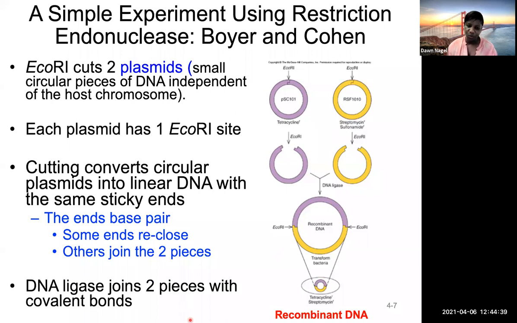So once these two pieces are stuck together, you will need an enzyme to seal them back together. And the enzyme that's used for sealing two parts of DNA or nucleic acids together is referred to as DNA ligase. It's DNA because it recognizes DNA, and ligase meaning that it ligates it together.